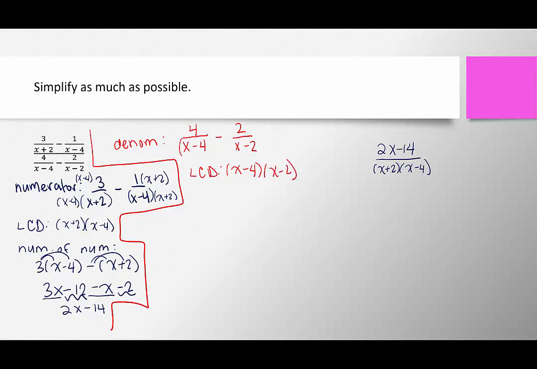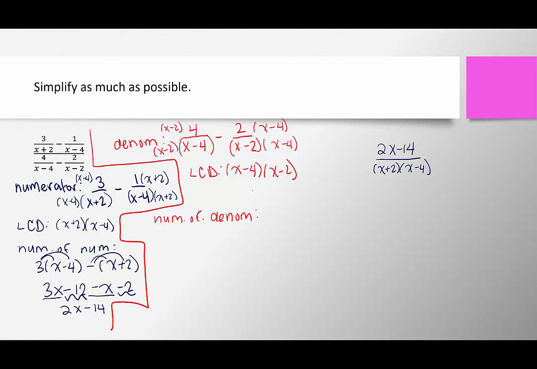This one is missing a factor of x minus 2, so I'm going to multiply both the numerator and denominator by x minus 2. This one's missing a denominator factor of x minus 4, so I want to multiply by x minus 4 over x minus 4. Now I'm going to focus on the numerator of the denominator.